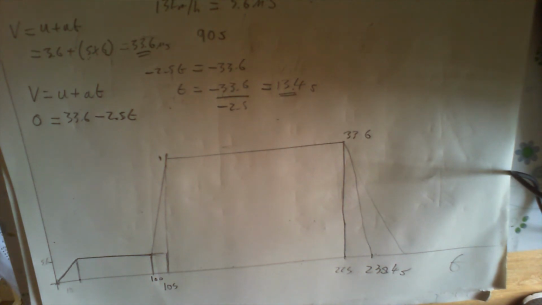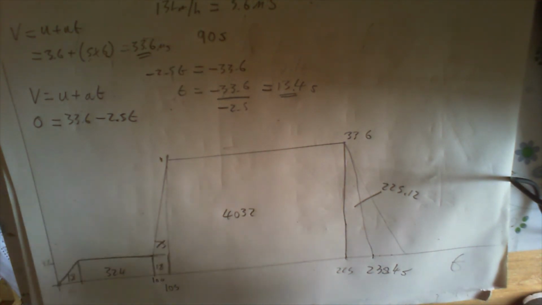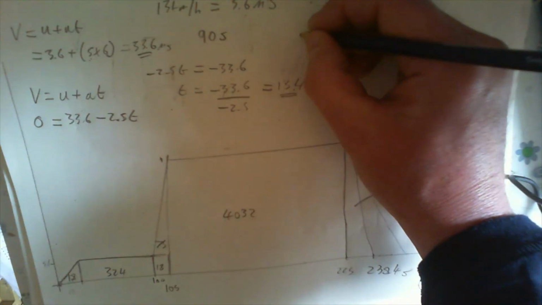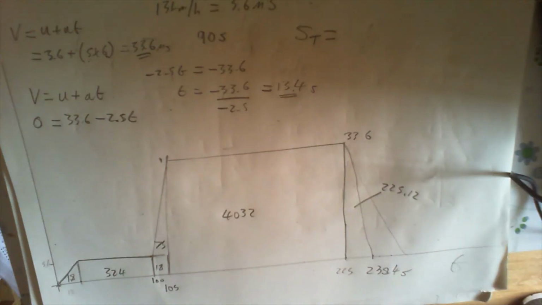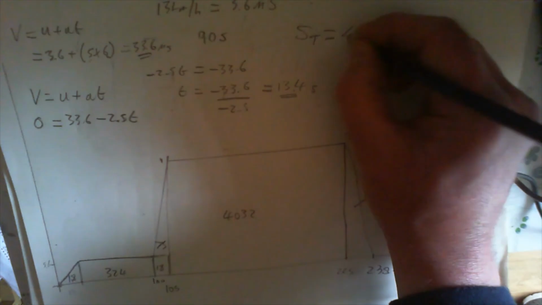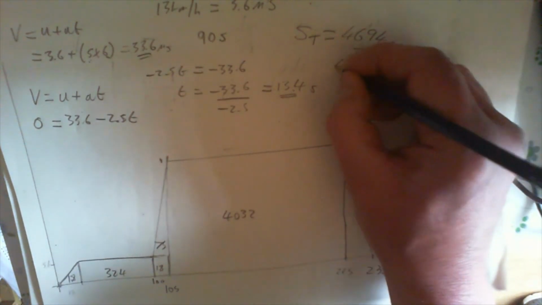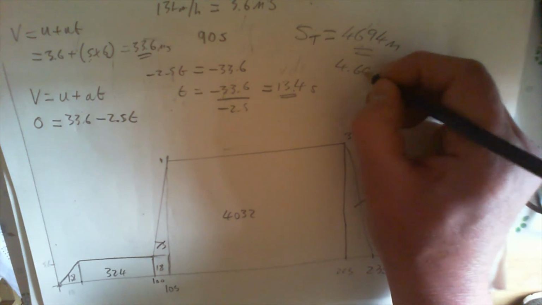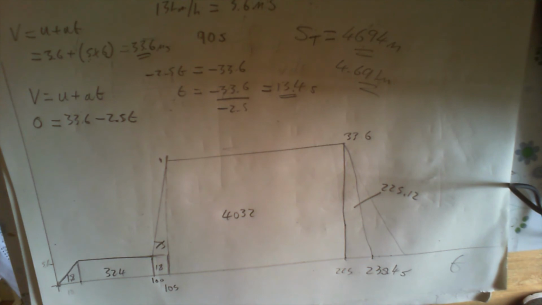I'll just quickly do that. Right, quickly done that, and the total distance then is just going to add all them together, and that works out as displacement equals 4694 meters, or 4.69 kilometers. Whatever floats your boat. Right, and now we've got a couple other wee bits and bobs to do here.